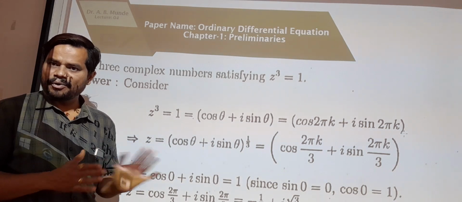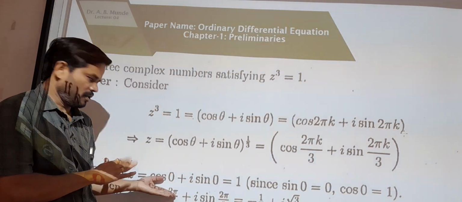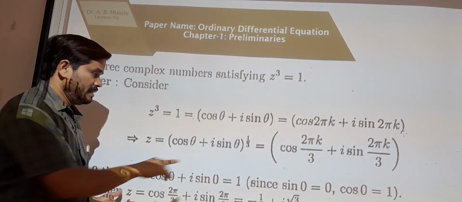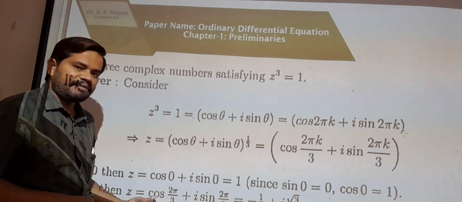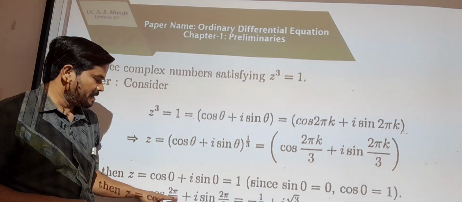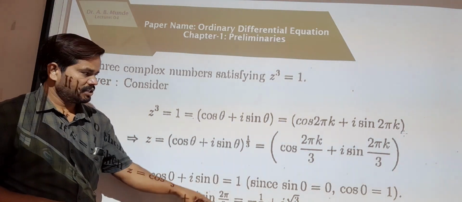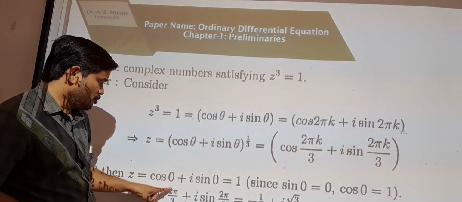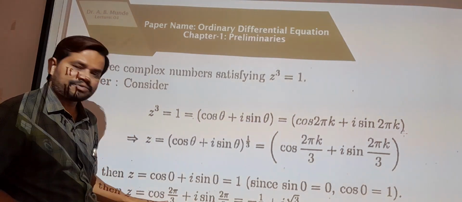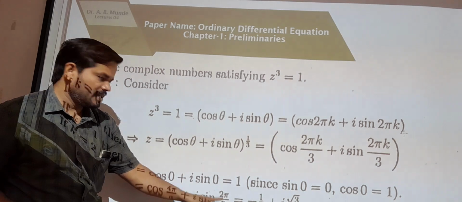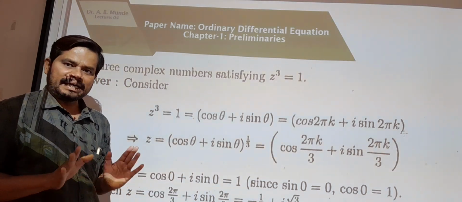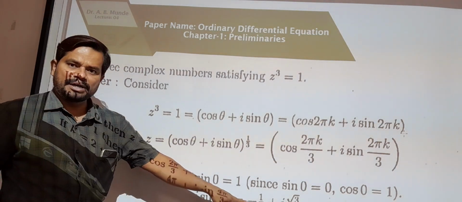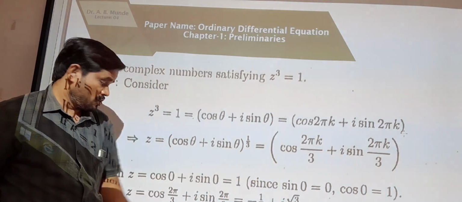So are you getting my point here? Okay. Now if you put k equals 1 in the same expression, we get the value of z as cos of 2 pi by 3 plus i sin of 2 pi by 3. Now you know cos of 2 pi by 3 is minus 1 by 2 and sin of 2 pi by 3 is root 3 by 2, and that's why here the value of z is minus 1 by 2 plus i root 3 by 2.